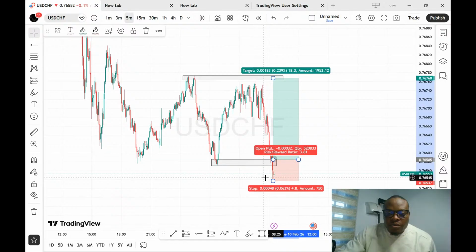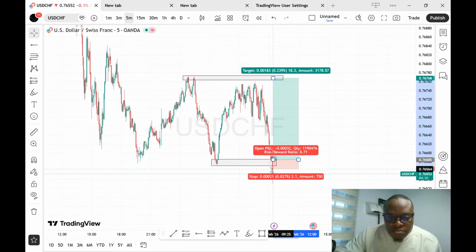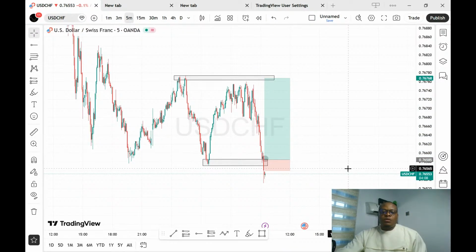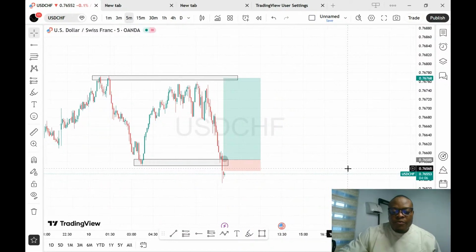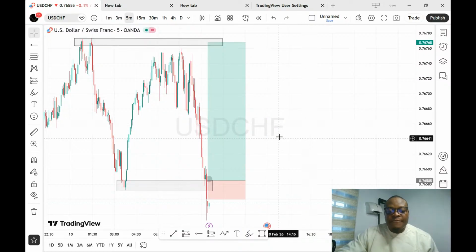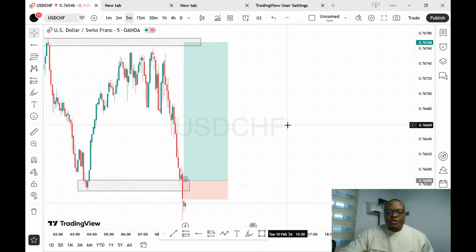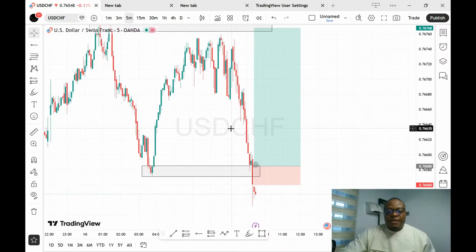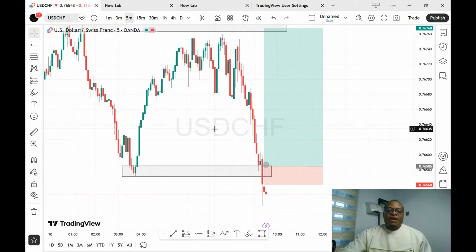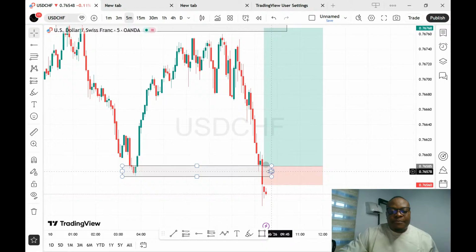My stop loss will be somewhere here. But what happened? You can see that my order block failed. It means if I had taken this trade, I would have hit my stop loss. Now you see this order block.